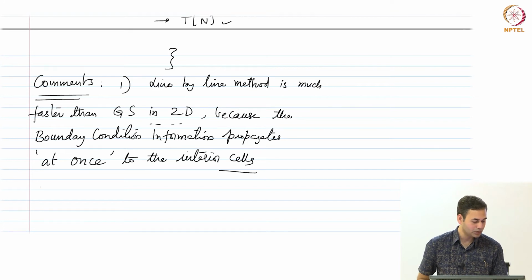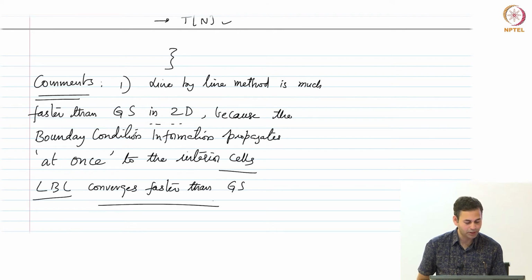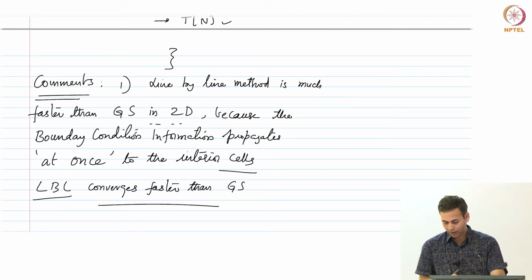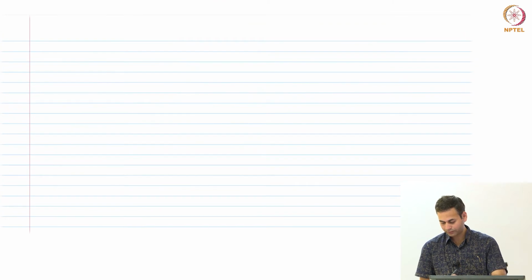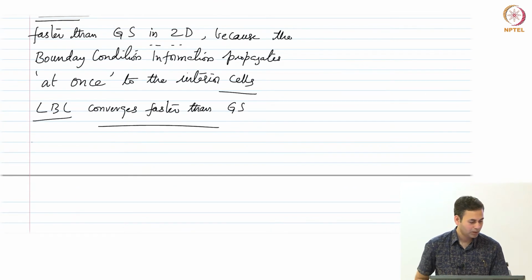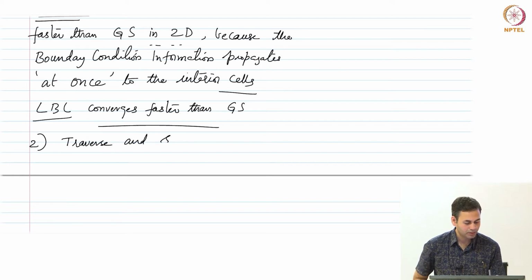So LBL, the line by line method, converges faster than Gauss Seidel because the boundary condition information is being sent across at once. Now, of course, the traverse and sweep directions can be interchanged.